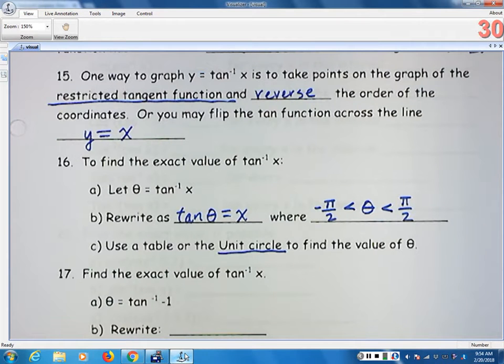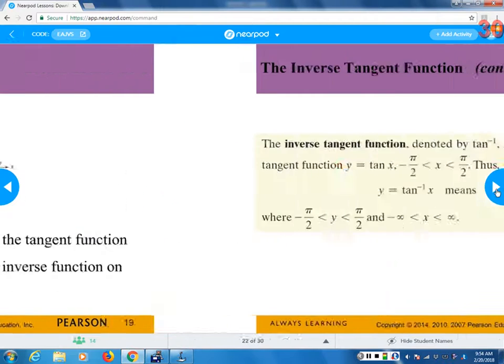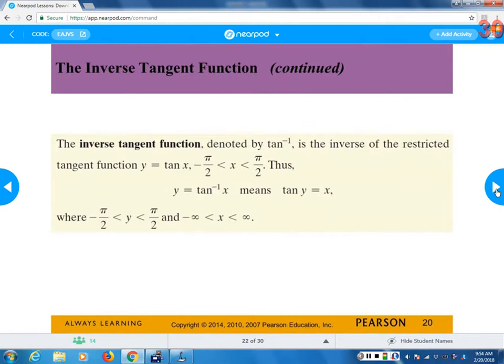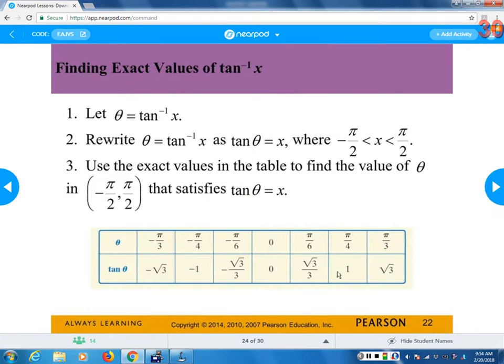So we've just gone through a whole bunch of slides, because it's really the same, except you just need to memorize this restricted domain. We flip them, and that's what we get. y equals inverse tangent of x, just like that. It's just easier to switch the coordinates.